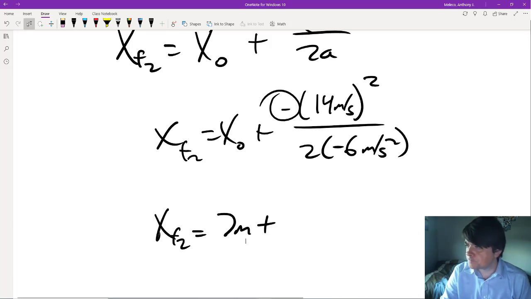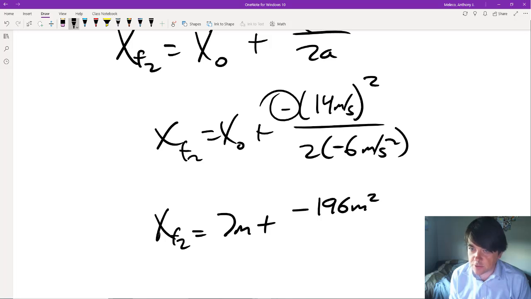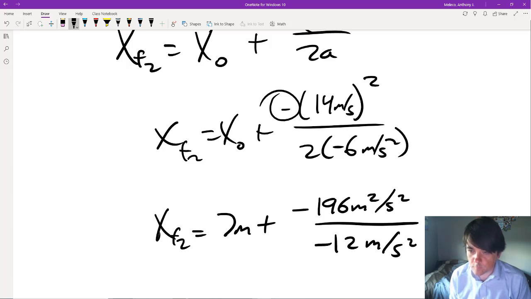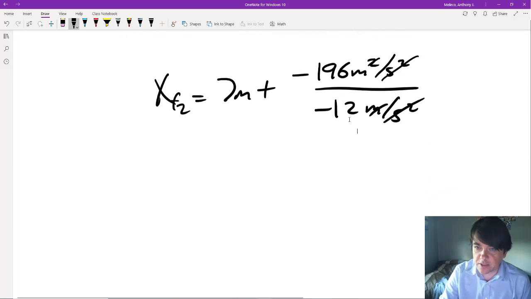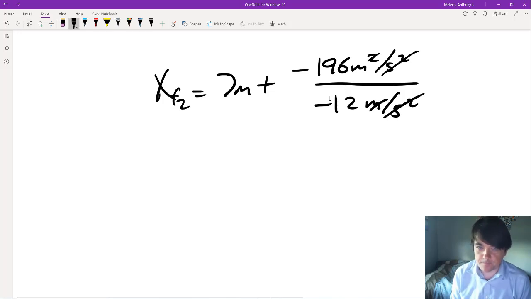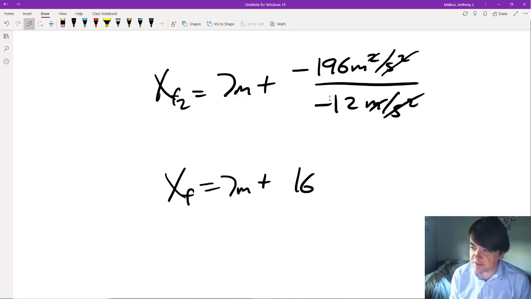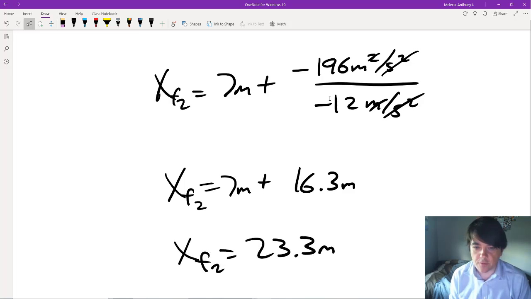So 14 squared, this ends up being a negative 196 meters squared, so we're squaring both of these units, over negative 12. The seconds cancel, one of the units of meters cancel, we're left with meters, and this goes away. So 7 meters plus 16.3 meters. So our x final 2 ends up being 23.3 meters.